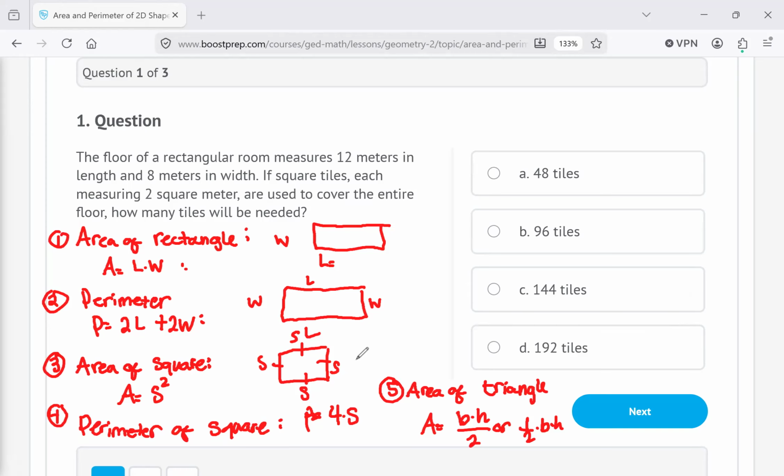Okay, are you ready? Let's do the first question. If you need to write the formulas, go ahead and pause the video. I am clearing the board right now.